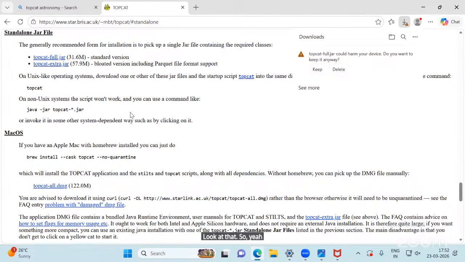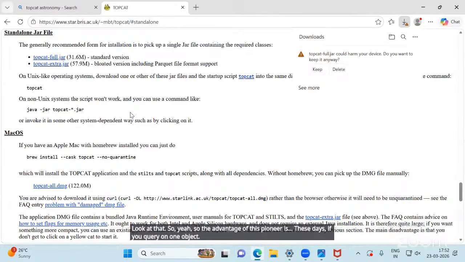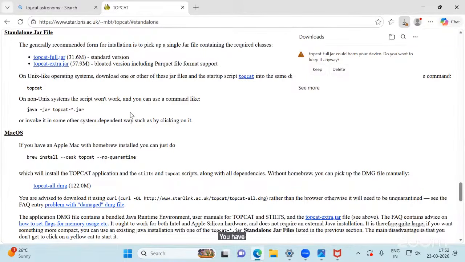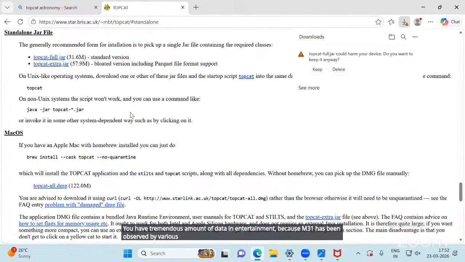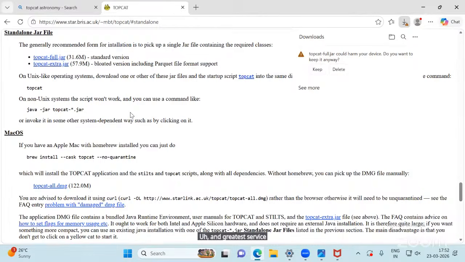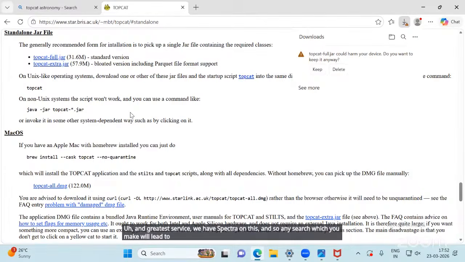So the advantage of this PyVO is, these days if you query on one object, say M31, you have a tremendous amount of data on M31 because M31 has been observed by various surveys. There's SDSS which has done it, there's Gaia which has done it, the Pan-STARRS, in various surveys you have spectra on this, and so any search which you make will lead to millions of hits for that object, right? And PyVO makes it convenient for you to handle this tremendous amount of data.